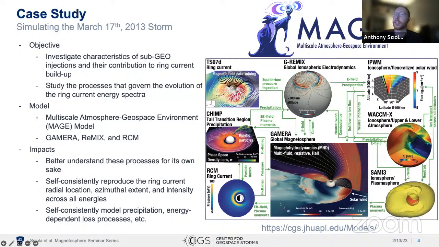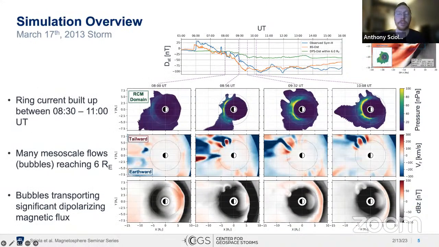It's incredibly important to get this ring current correct, because we need to be able to self-consistently reproduce its radial location, its azimuthal extent, its intensity across all energies, because of how these couple to the rest of the system, both on a large scale and through energy-dependent processes, such as precipitation and charge exchange and all that. And so once we have the ring current being populated correctly, we can couple it with all these other processes as well. So we will get right into the simulation.